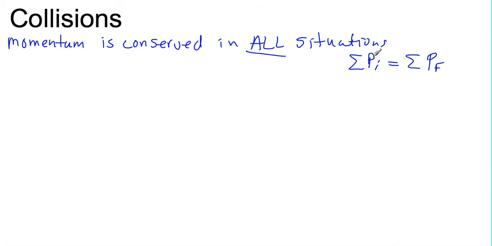It's really not a formula. It's just saying the total momentum you start with has to equal the momentum that you end with. But before we say too much about collisions, I just want to make sure we understand momentum is always conserved, period. There is no situation where momentum would not be conserved. And that leads us into the two different types of collisions that we have to be aware of.